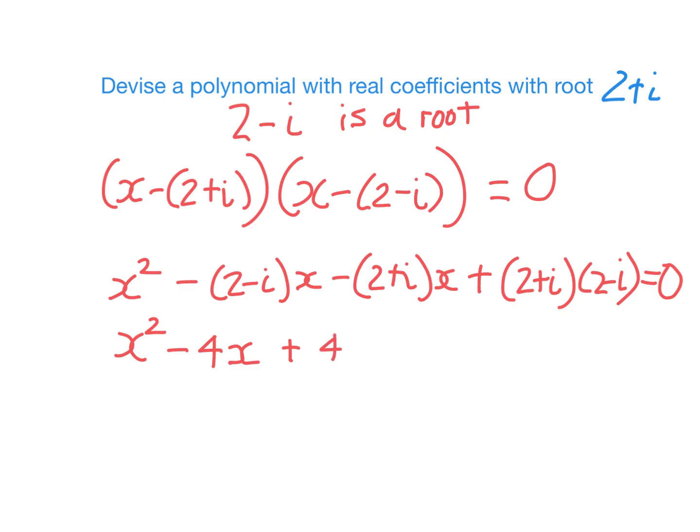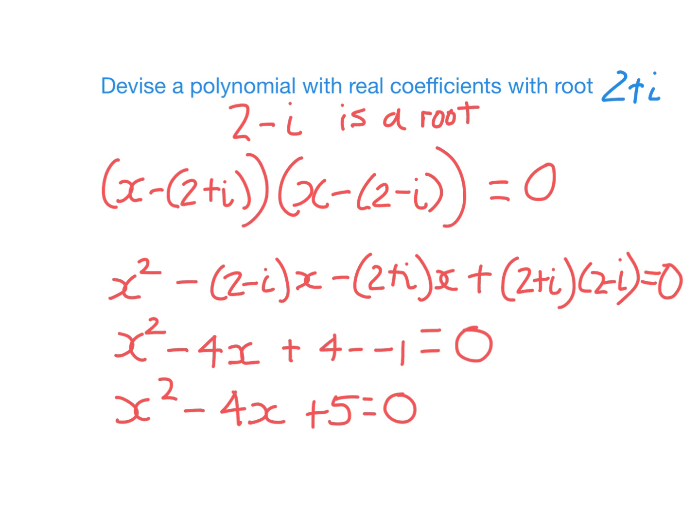Square the second, so i squared is minus 1, and stick a minus between them. So that last term just becomes 5. So x squared minus 4x plus 5 equals 0. So this is a polynomial. It has a solution or a root of 2 plus i and 2 minus i.